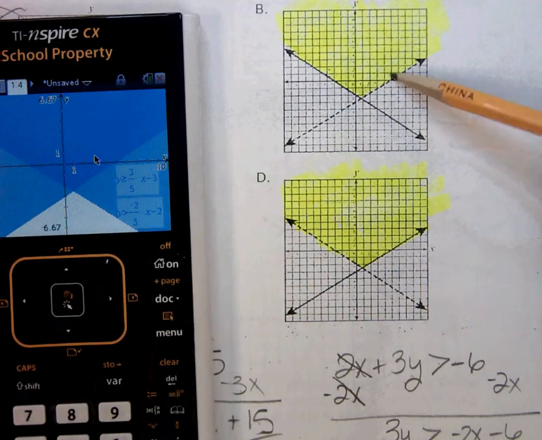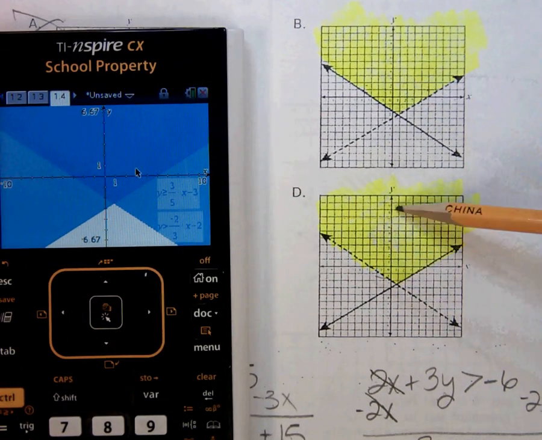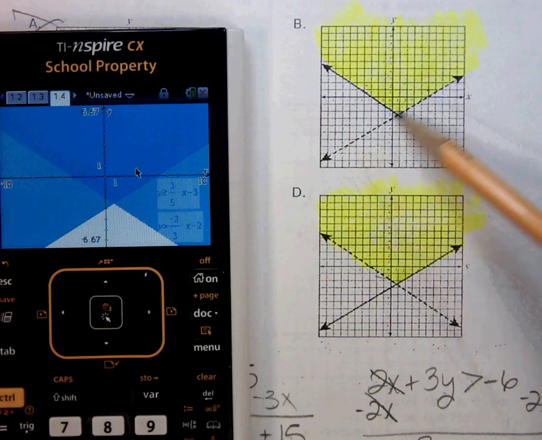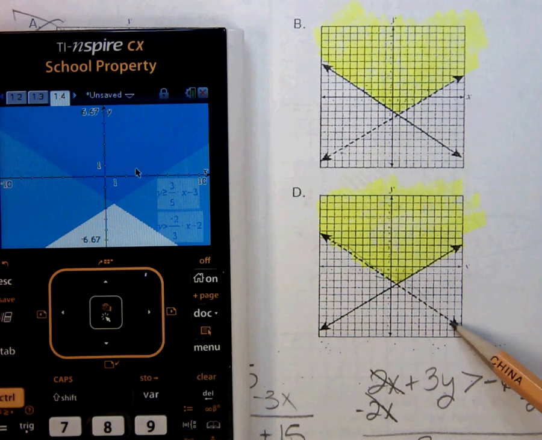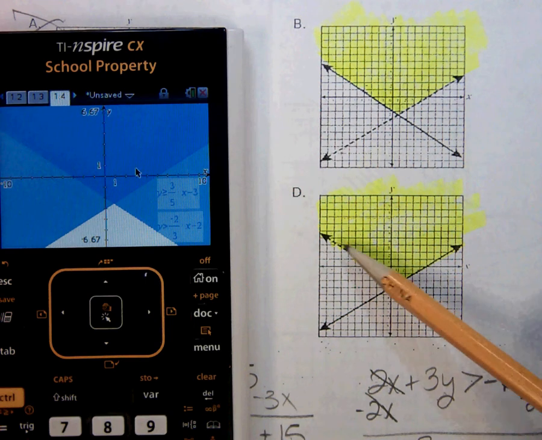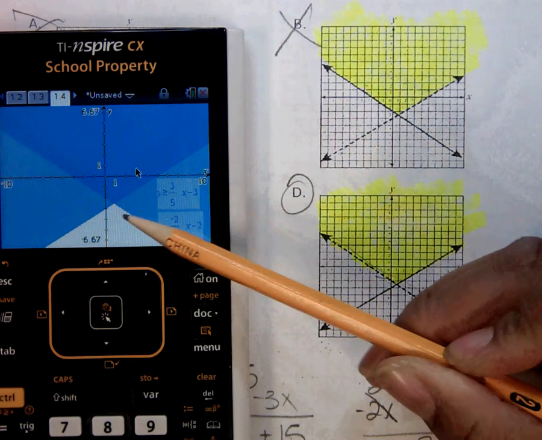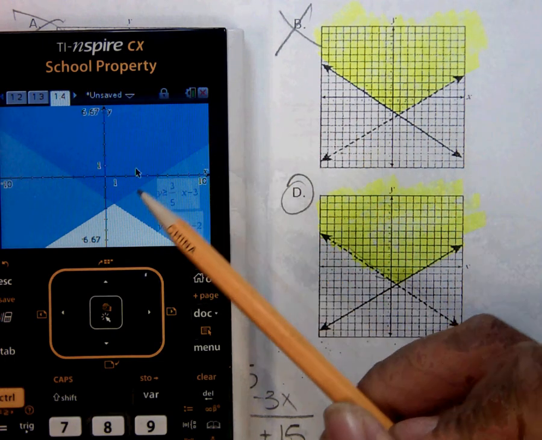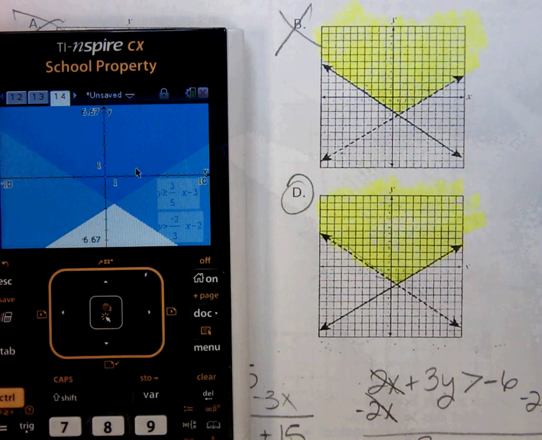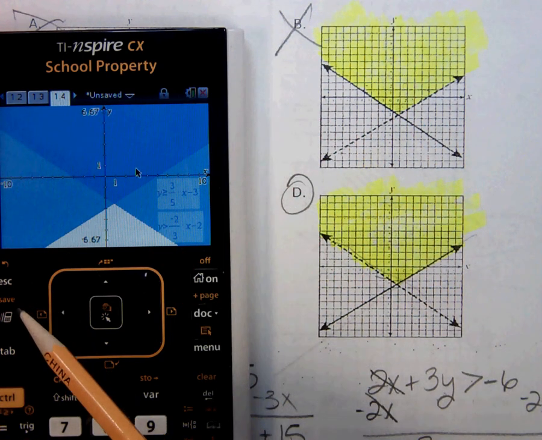Now out of B and D, they're both up, but this line is dotted here, and then on D, this line is dotted. So which one is dotted? This one is. So the answer is D. How do I know? I see the little ridges, and you can tell that this one is solid. This one is solid. Okay.